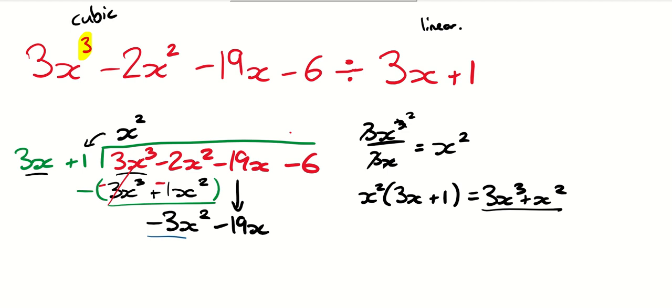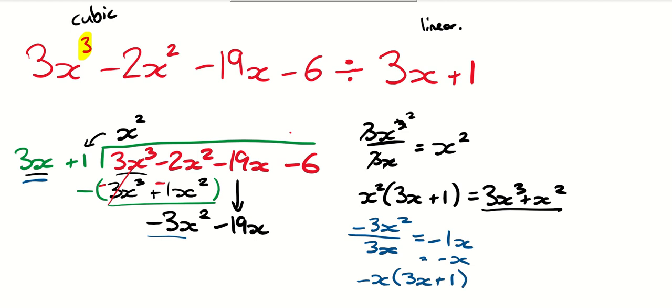So we've got minus 3x squared, and we're going to divide it by our 3x. Okay, so minus 3 divided by 3 will be minus 1, and x squared divided by x will be x. So it's just minus 1x, or just minus x. And same as before, we need to do minus x multiplied by 3x plus 1, and that will give us minus 3x squared minus x. Okay, so we write this in underneath. So we have minus 3x squared, and that's good, it's matching up there, and then minus x here.